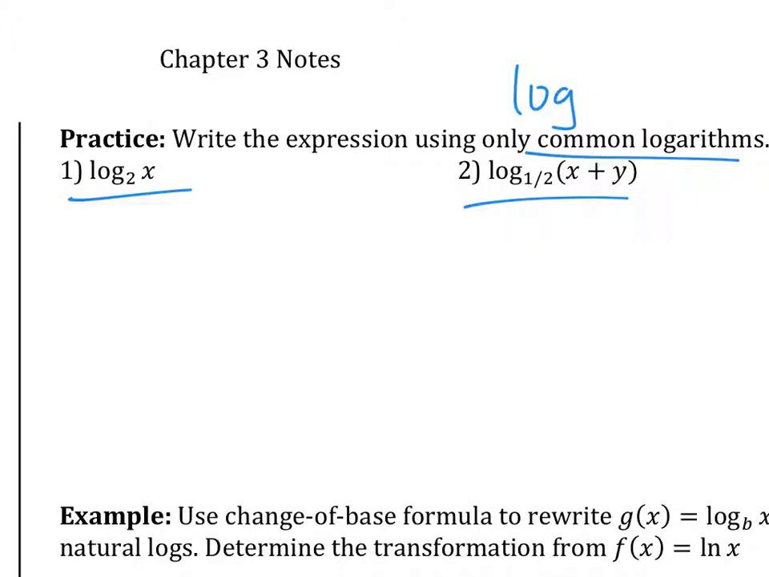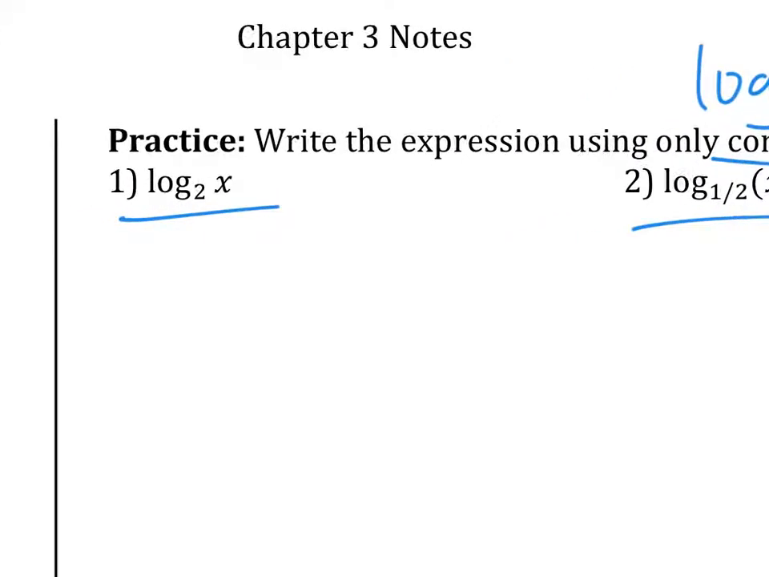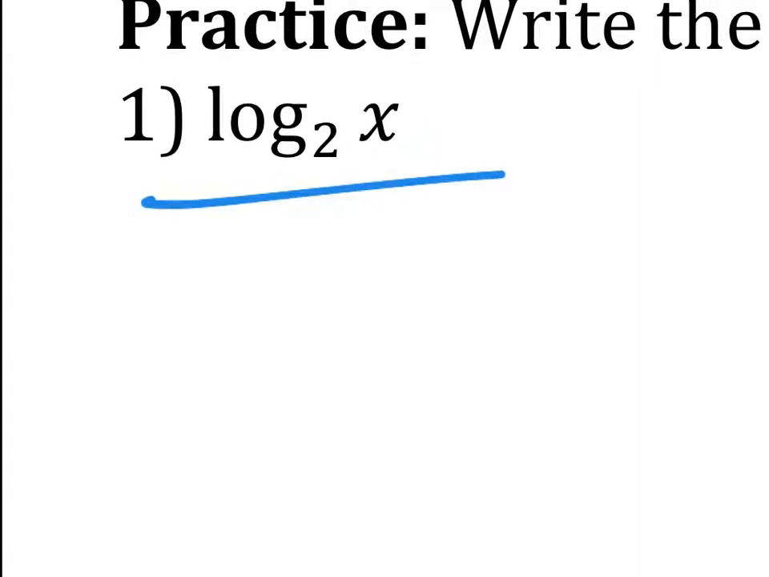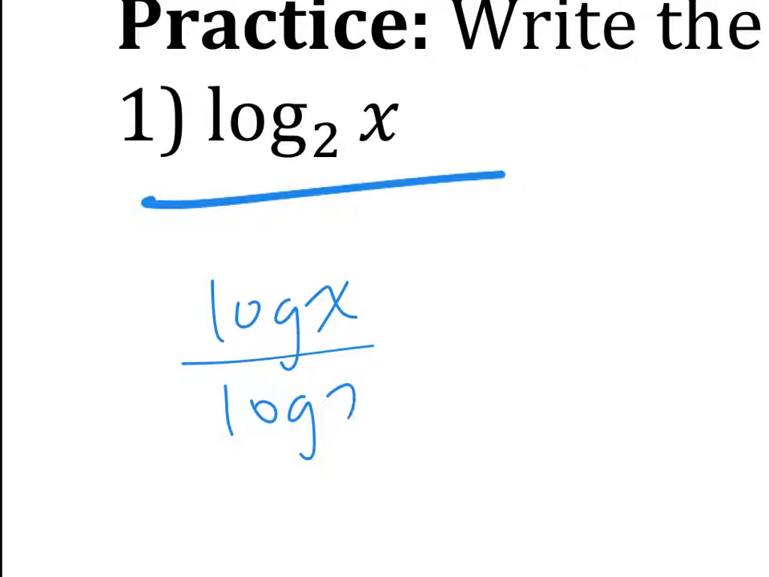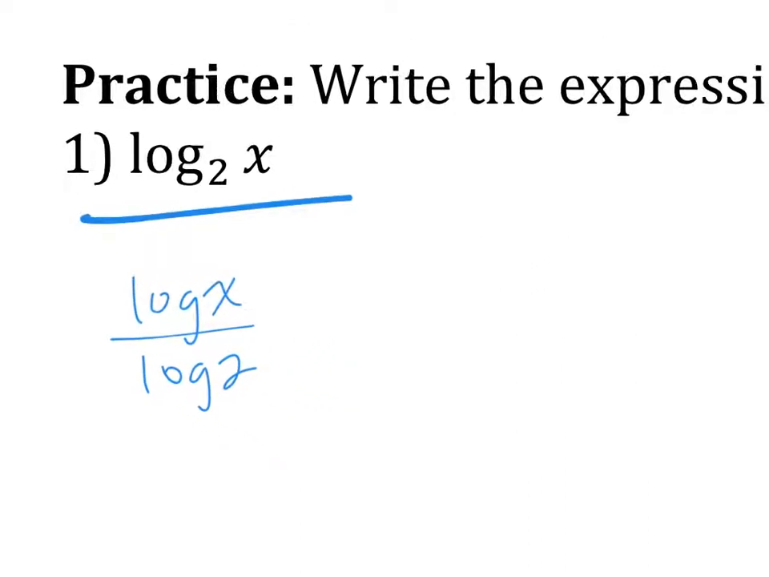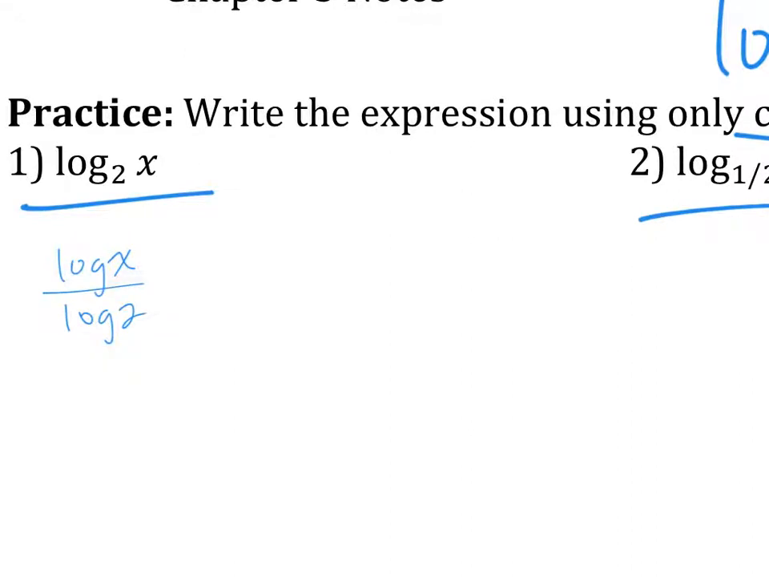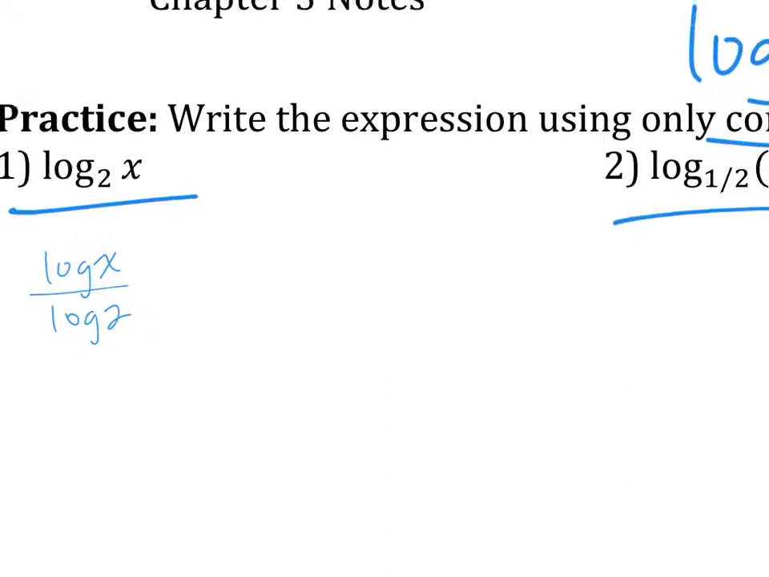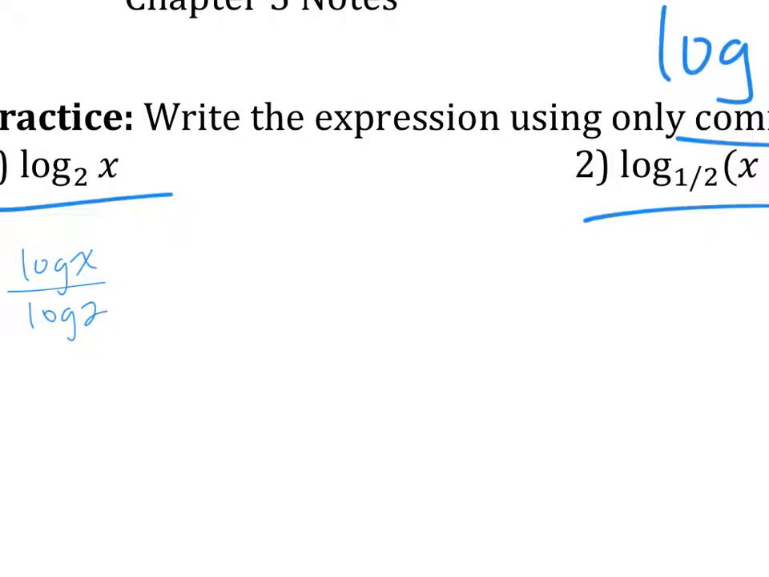Okay. You guys are still staring at me. Okay, how do I do this one? Log x over log 2. Done. That's it. Elizabeth is still exploring her calculator. All right, come back. Okay, number 2.